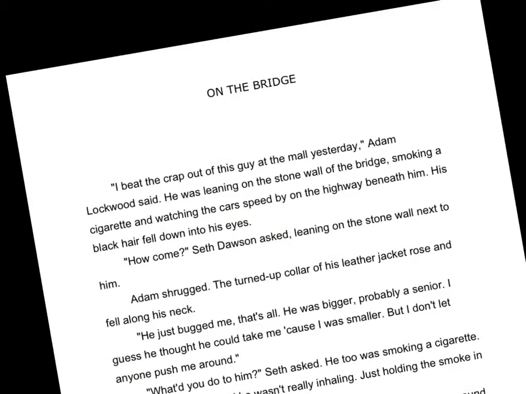A really good example for us to look at, so we have a concrete example in our mind of a linear, simple, basic plot structure, is On the Bridge by Todd Strasser. We share this in class and we've read this together. It starts right out with that awesome line about Adam saying he beat this guy up at the mall yesterday, and they're talking and they're on the bridge together, and Adam and Seth are hanging out, and you see how Seth's trying to be cool right away, and they're talking about things immediately in the story. So we get right into knowing who these characters are a little bit and what's going on.